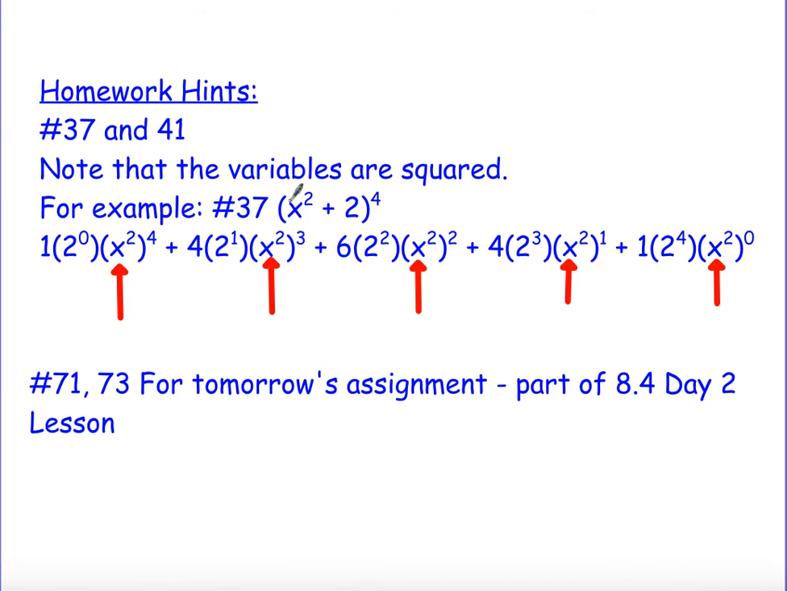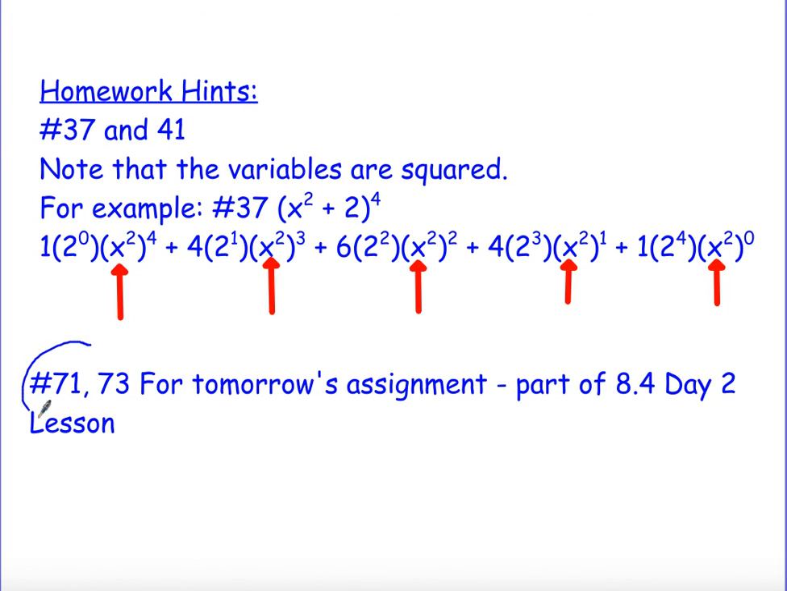So we're going to have that in decreasing order of exponents. So x squared raised to the fourth, x squared raised to the third, x squared raised to the second, x squared raised to the first, and x squared raised to the 0. It's the same thing here, except you have x squared. You don't have x. And then we're going to take 2 to the 0, 2 to the first, 2 to the second, 2 to the third, 2 to the fourth, and then you simplify everything. So 41 will be the same idea.